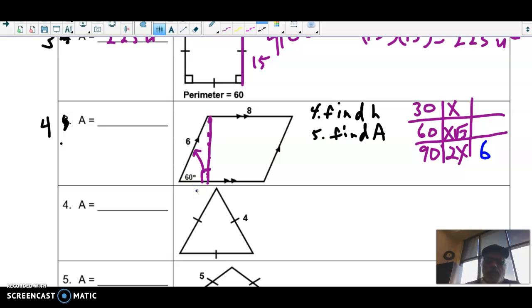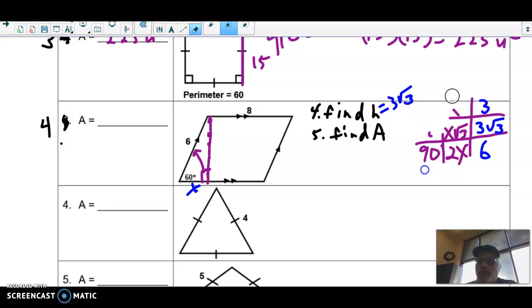To get my x, it's going to be 3, because I divide by 2. And then to get my height, it's 3 square root of 3. So my height is going to be equal to 3 square root of 3. So we're going to be using that square root of 3. Okay, so once I get number 4, which is my height, I'm going to go ahead and erase all this.